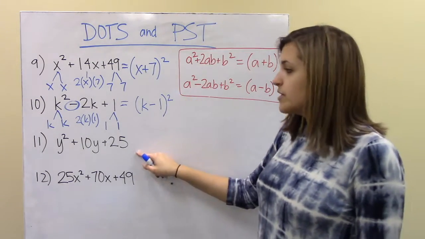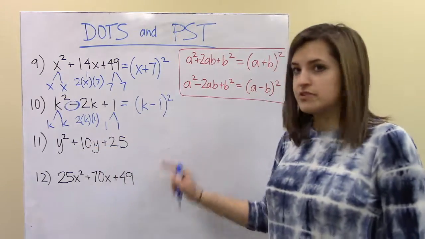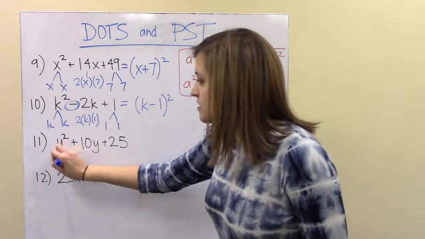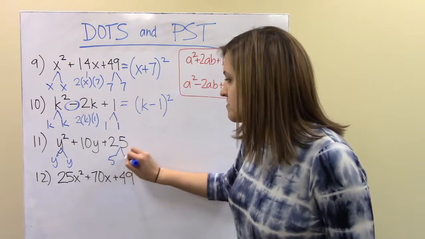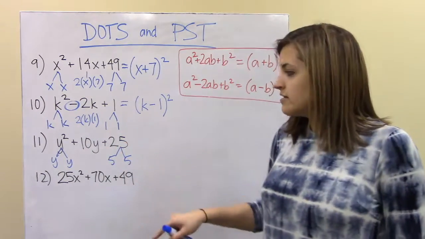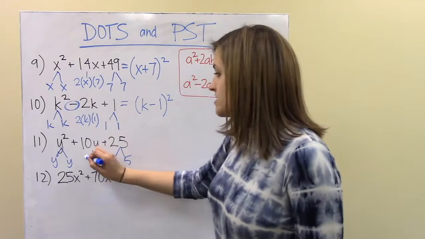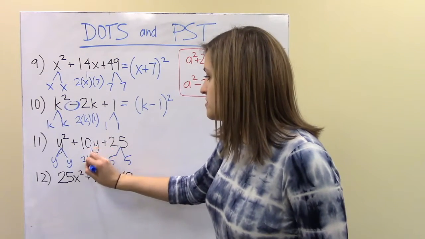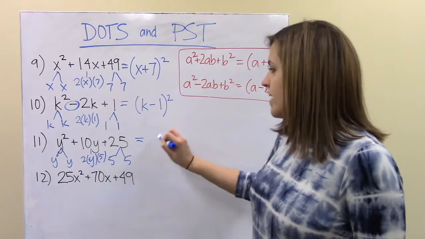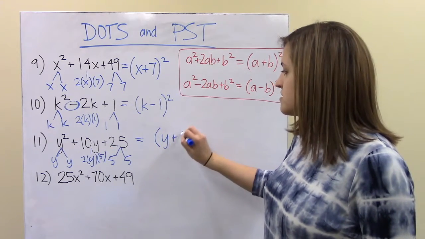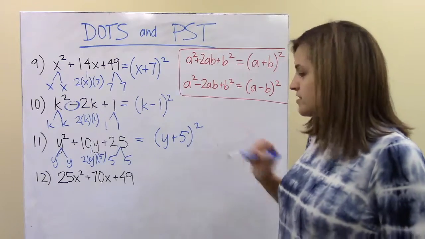All right, number 11, we have y squared plus 10y plus 25. So y squared is y times y. 25 is 5 times 5. And 10y is 2 times y times 5. So this is going to be factored like y plus 5 all squared.